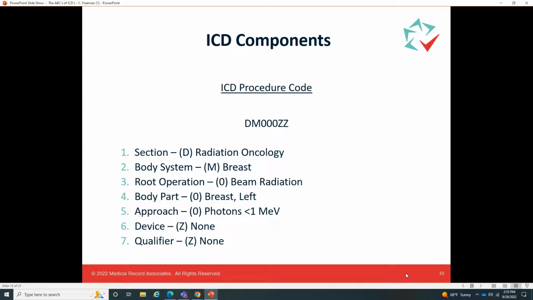So it starts out with just the general section. Then we went on to the body type or body system that was being seen and treated in radiation oncology. What type of treatment was given, the root operation, beam radiation, to what particular part of the breast that was given. It was the left breast. The approach or the amount of the treatment. Photons. Was there a specific device that was used for it? None. And any type of qualifiers? None.